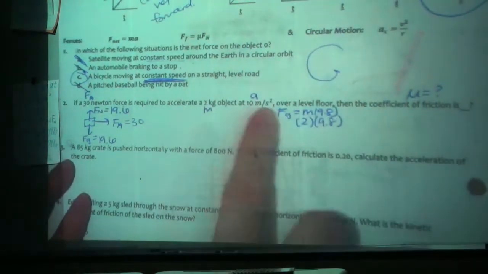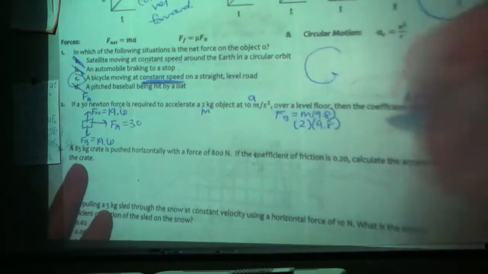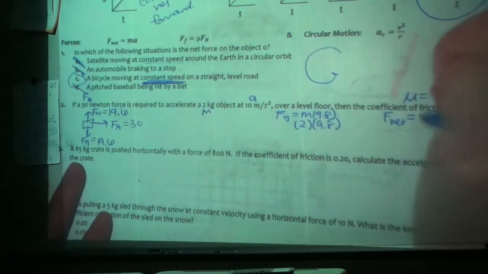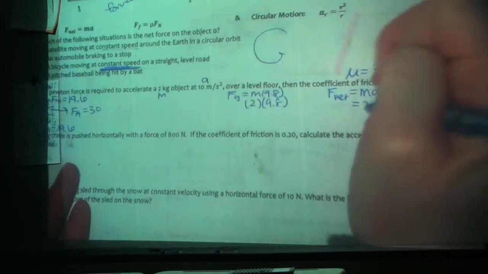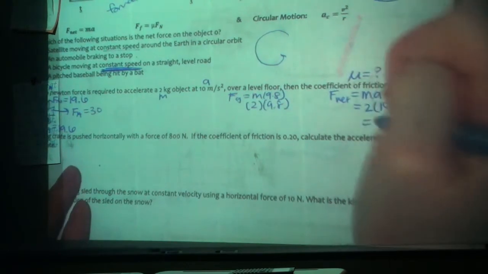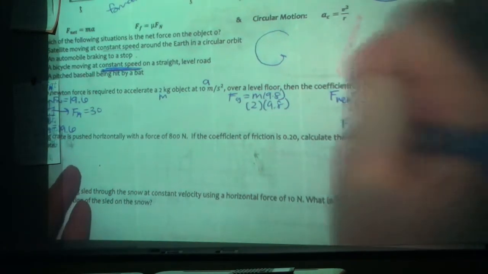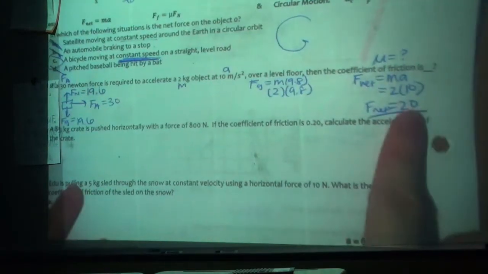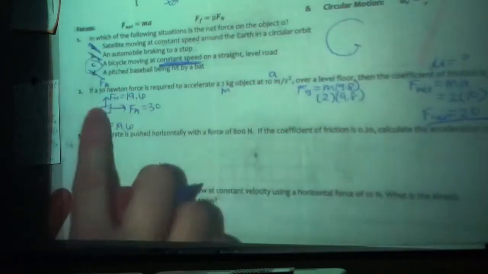And the other thing that it gave me was my acceleration. If I have acceleration, I can plug into my F net equals ma. Mass of 2, acceleration is 10. That gives me that my net force is 20 newtons. So if I have a total or a net force of 20 and I have 30 this way, that means I must have an opposite force of friction of 10 newtons.